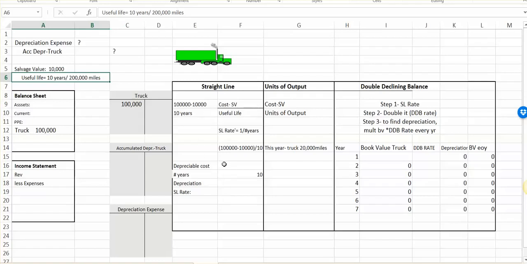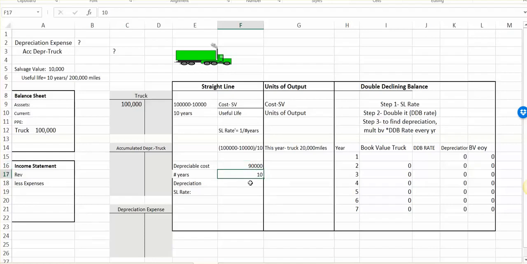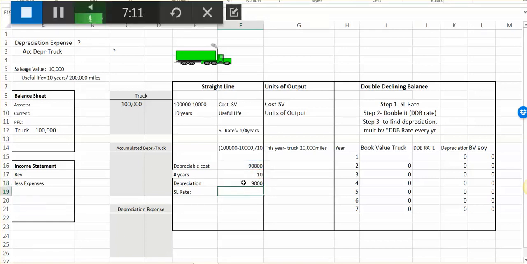The first thing we'll have to figure out is the depreciable cost. The depreciable cost, and I typed it right here, is a $100,000 cost minus the $10,000 residual value or salvage value. So $100,000 minus $10,000 is $90,000, which is the depreciable cost of that truck. You'll divide that by the number of years to come up with your depreciation amount. So I'll say equals this divided by 10, $9,000.